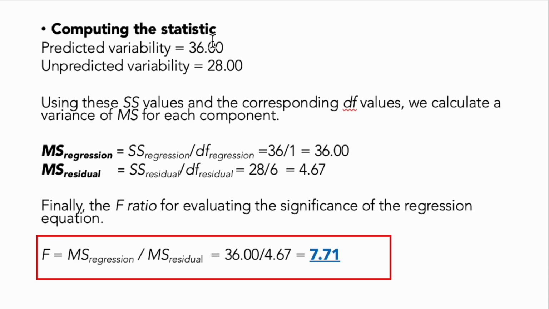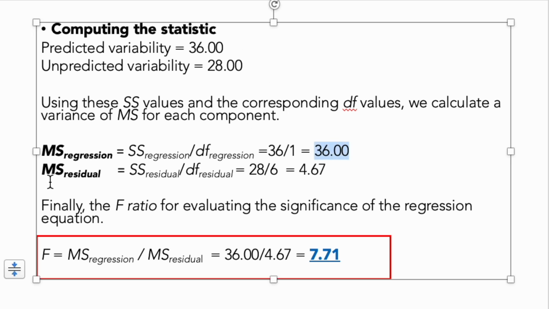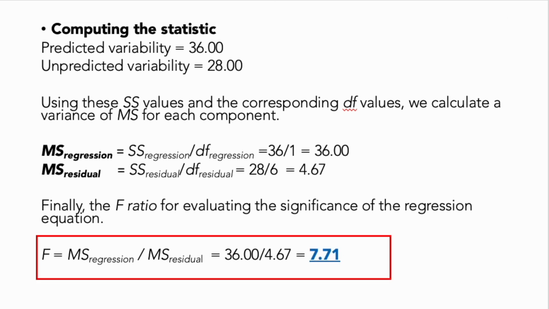So the predicted variability is 36, we found, that's the SS regression. Unpredicted variability, that's the SS residual, 28. So MS regression is SS regression divided by degrees of freedom regression. That is 36 divided by 1, the answer is 36. MS residual is SS residual divided by DF residual, that is 28 divided by 6, so answer is 4.67. So the final equation is F equals MS regression divided by MS residual, so that is 36 divided by 4.67, that is 7.71. Now you need to see whether this 7.71 falls beyond 5.99.